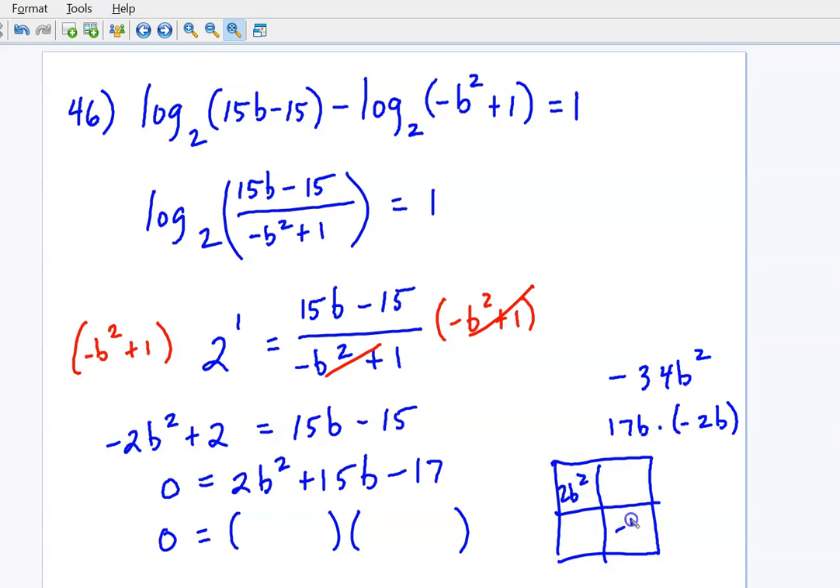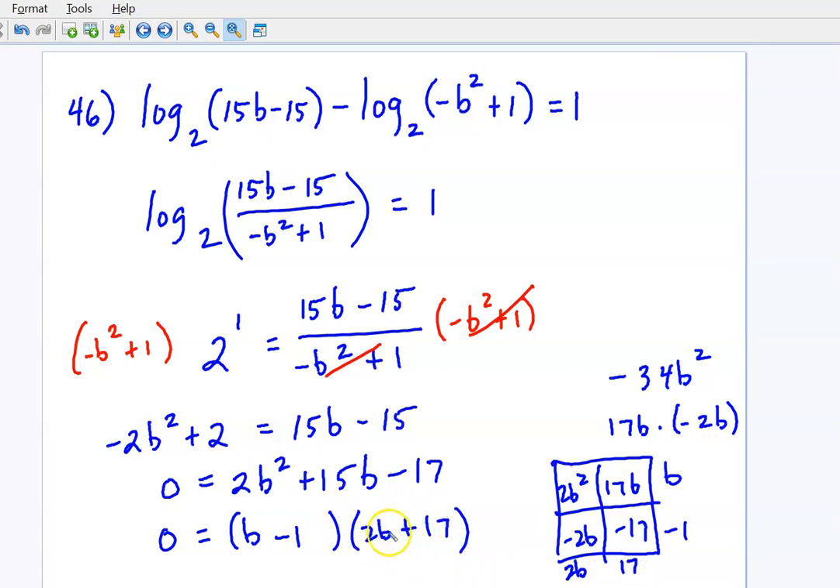2b squared, negative 17. My terms are going to go here. Doesn't really matter which order. And so going across the top, the GCF would be b. This GCF would be negative 1. So b minus 1 is 1. All right, and then going vertically, this would be 2b, and this would be 17.